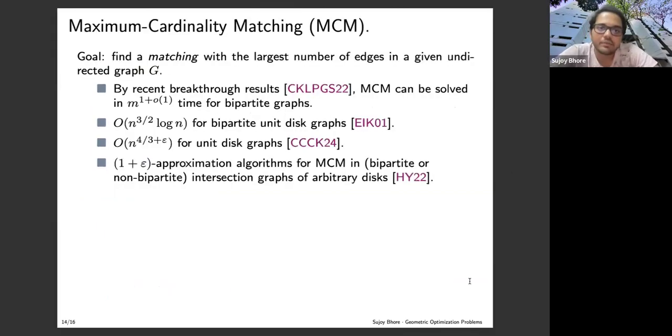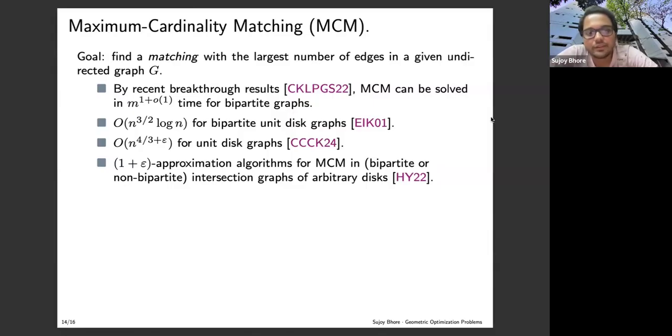And the last problem is, I believe, everyone's favorite, matching. So finding a matching of the largest number of edges in a given undirected graph. The recent breakthrough on flow and matching basically says that for bipartite graphs, this can be solved in m to the 1 plus o(1). For unit disk graphs, this is much faster.